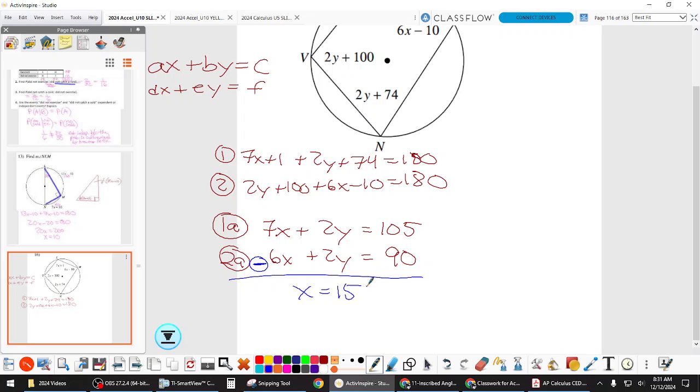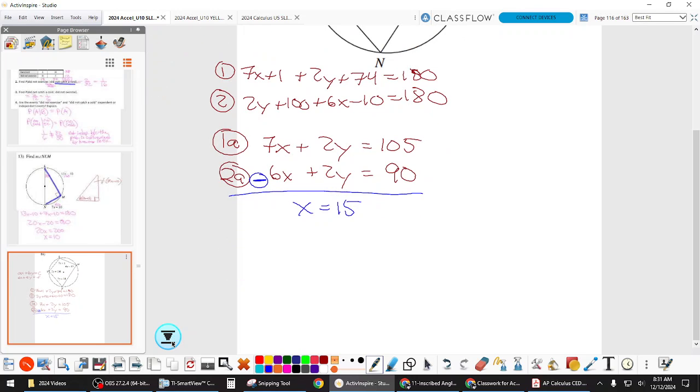And then how do we get y now that we know x? We plug it into one of our other equations. Which one would you pick? I would pick 2a. So 6 times 15 is 90, and as soon as you see that, you know that y is just going to be 0. So our two variables are 15 and 0. Does that help?